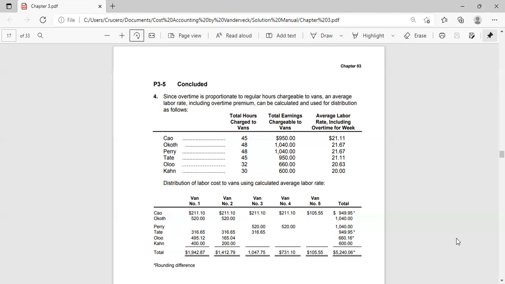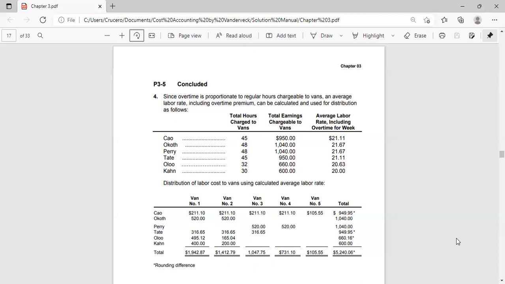So for Cow, we have now the total of 45 hours. So you can see 45 hours for Cow, distributed to the various vans. So total earnings chargeable to vans is 950. That includes the overtime. So we have now the average labor rate, including the overtime for the week, which is 21.11, taken by dividing 950 by 45.